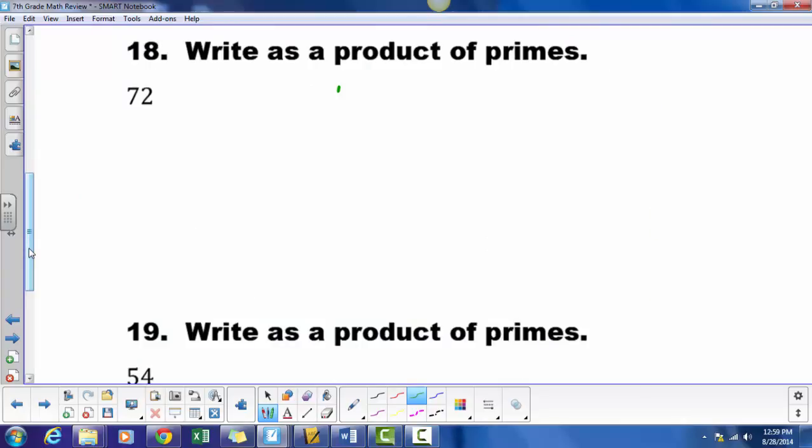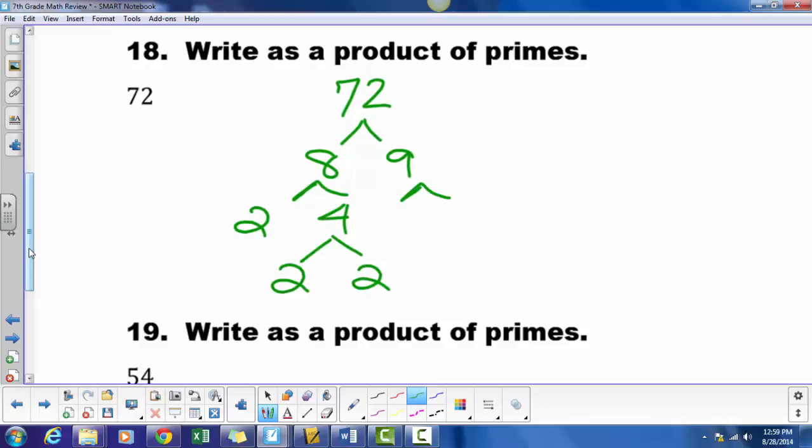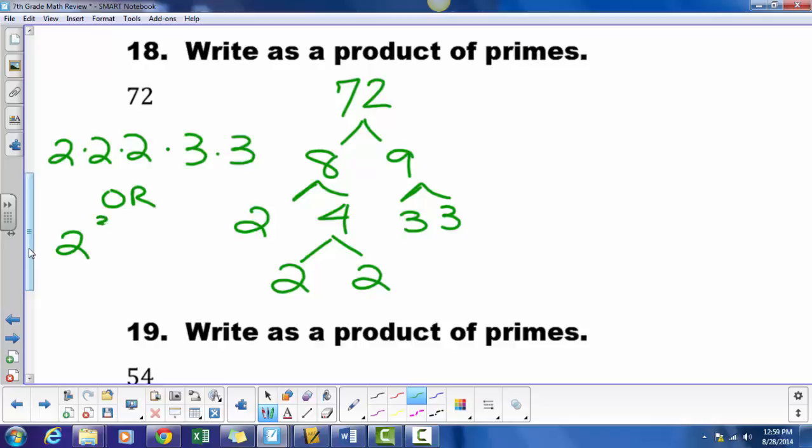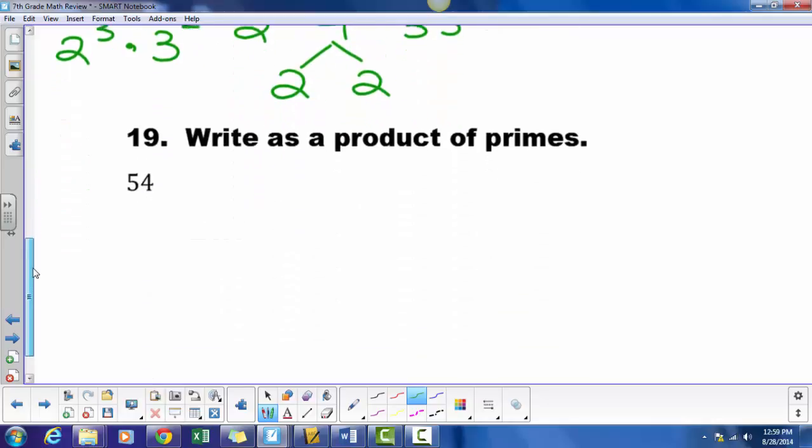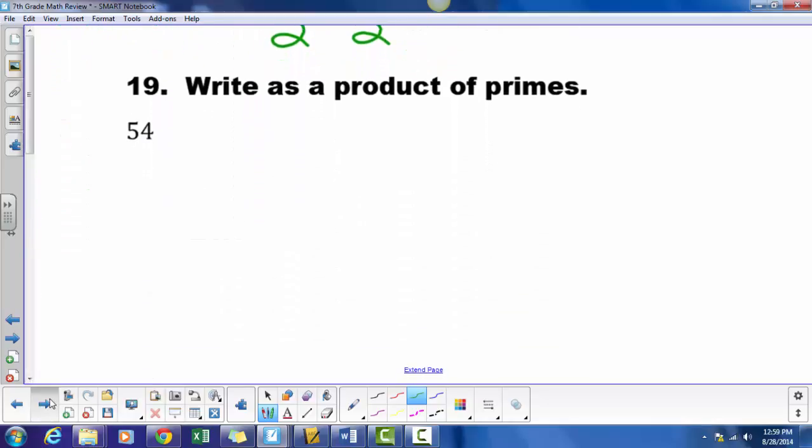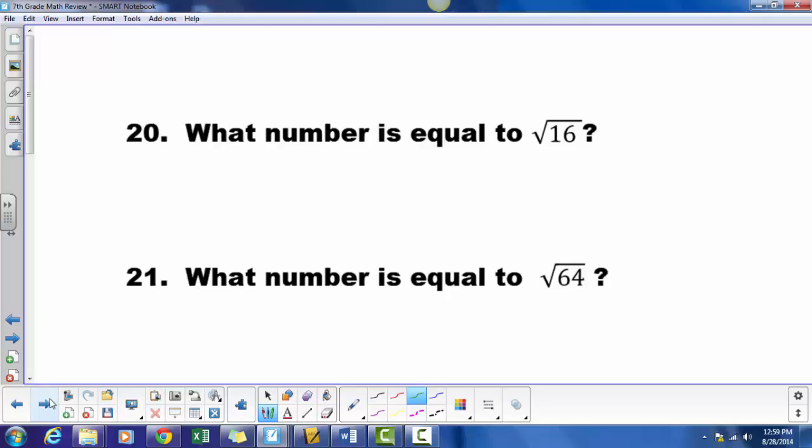All right, almost finished. We're going to write the number 72 as a product of primes. So factor tree again. 72, that's the same thing as 8 times 9. 8 is the same thing as 2 times 4, 2 times 2. 9 is the same thing as 3 times 3. So if I were to rewrite this, I have 2 times 2 times 2 times 3 times 3. Or I could write it as 2 to the third power times 3 to the second power. Okay?